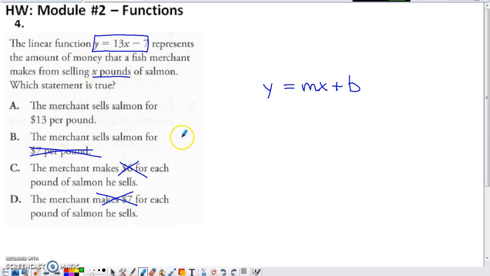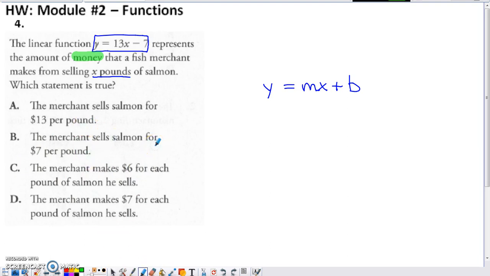x is going to be a certain number of pounds, and then y is going to be a certain amount of money. Now think about these options here. If I get rid of what I've crossed out earlier when we were talking about this problem during class, what we have is weird options.